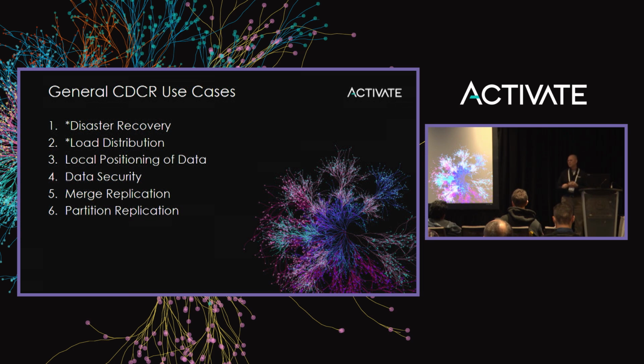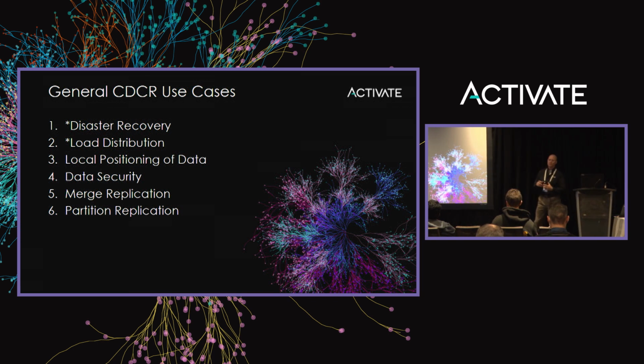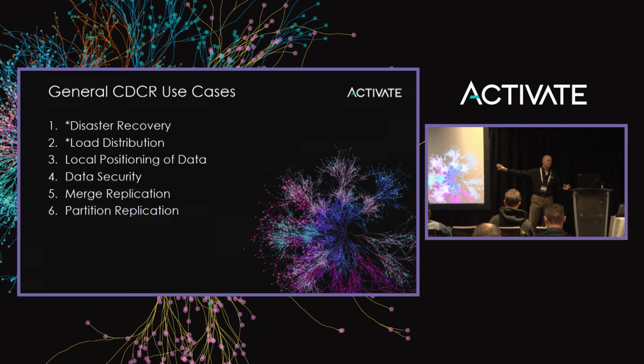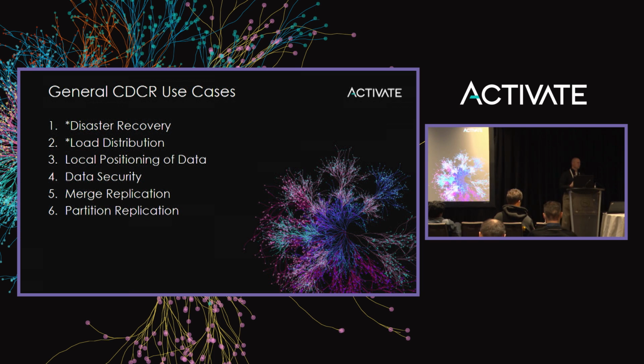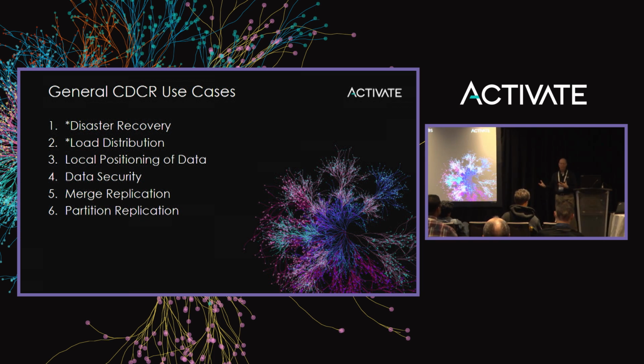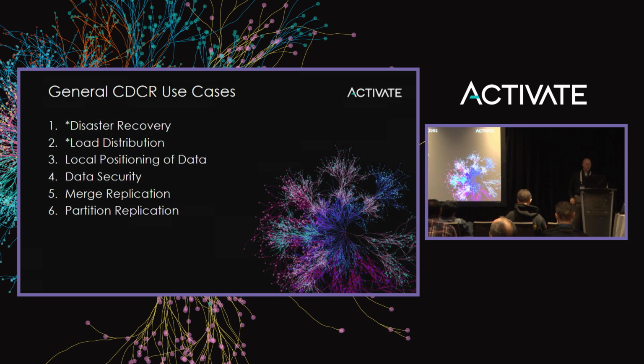Load distribution is another one. I just have too many users and I want to split out my data across multiple data centers so that I can basically distribute the load. Local positioning of data is done because, say I have an East Coast data center and a West Coast data center and a Europe data center. I want to send local users to a local data center so they get the fastest response time for whatever their query load is. So that's another common use case.